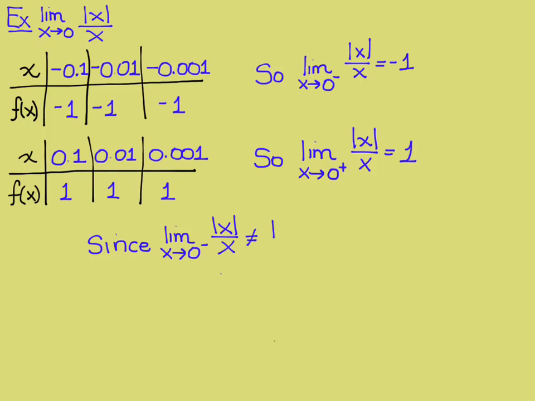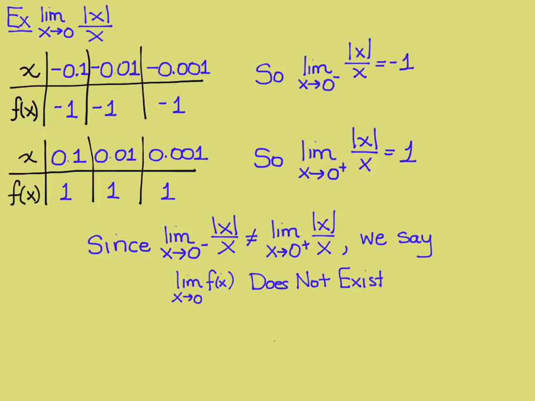Since the limit as x goes to 0 from below and the limit as x goes to 0 from above are not equal, we say that the limit as x goes to 0 does not exist, or we write DNE.